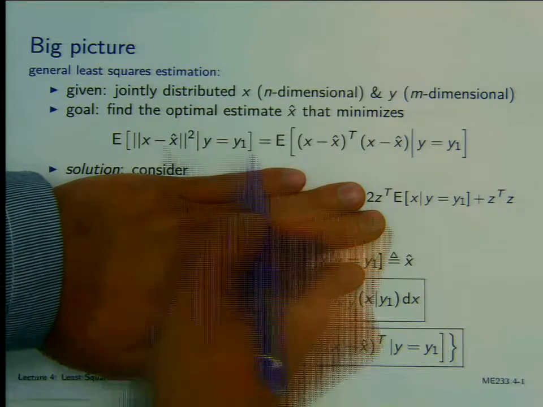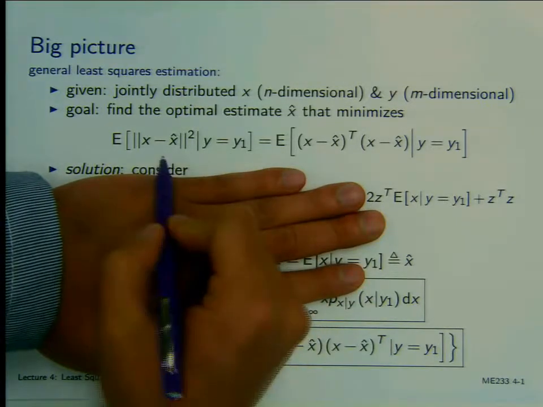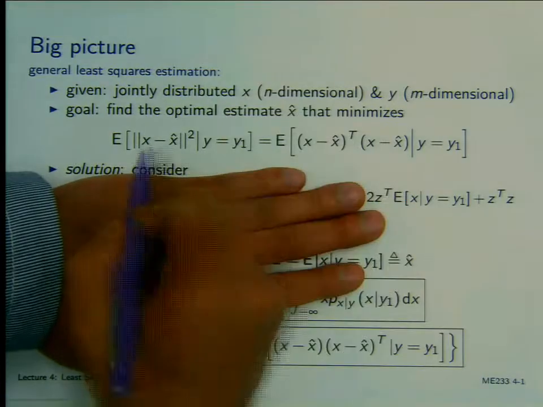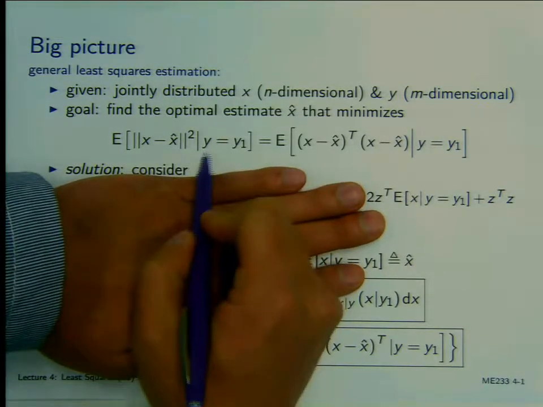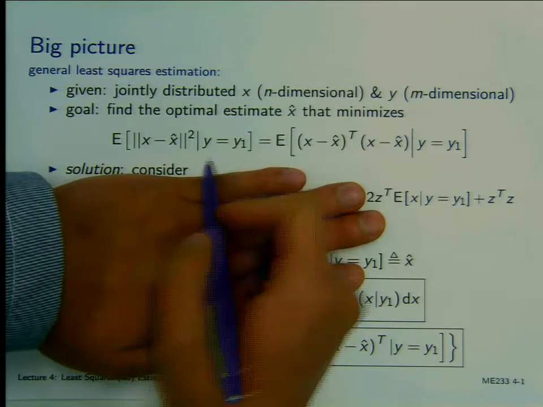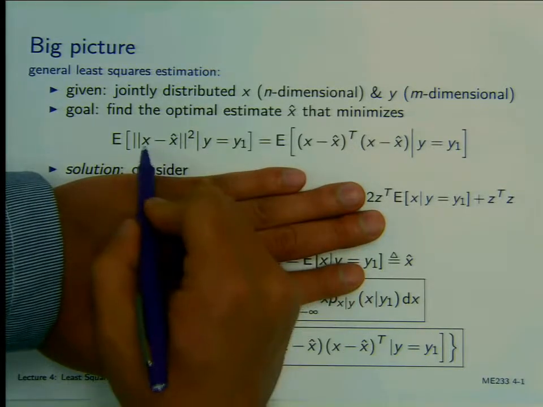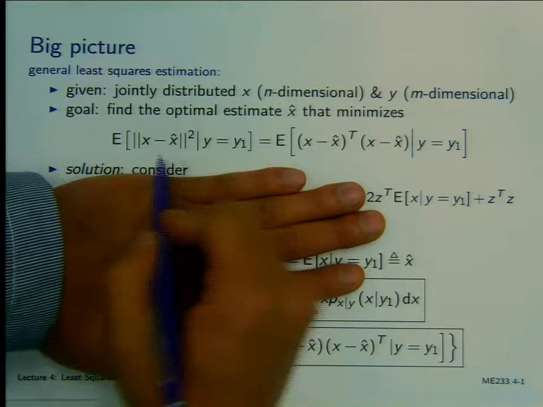I have talked about the background for this kind of problem. X in the future will become the state of the system, which we want to estimate. And y is the measurement we can get. We don't directly get x, but we get y. So we want to solve this.